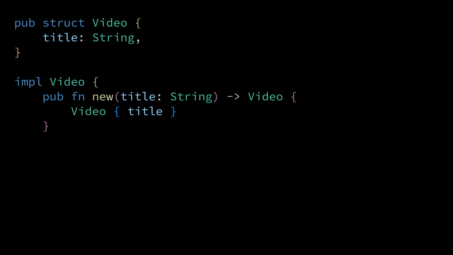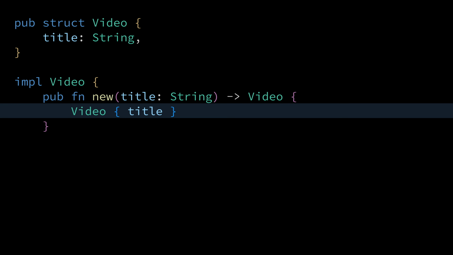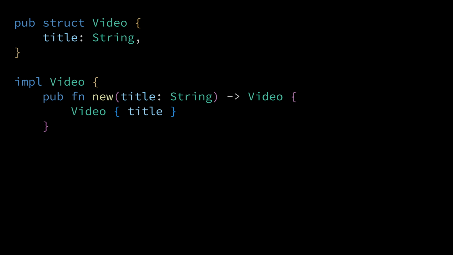The title field is private, so to make a Video we have a factory function called new that takes a string and returns a Video with that string in the title field. And notice I'm using another little shortcut here. The field name is title and the variable from the parameter has the same name. So I don't have to say title: title to name the field and give it a value. I can just say title because the local variable has the same name as the field I'm initializing.